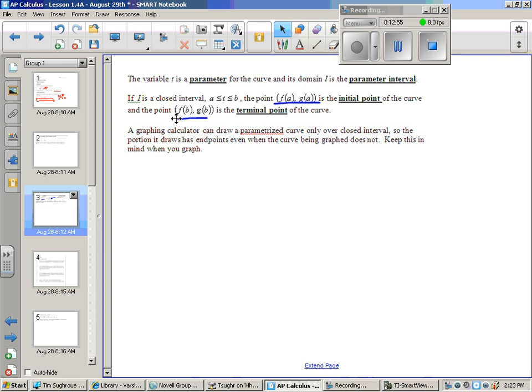But what is important is that a graphing calculator can draw a parametrized curve only over closed intervals. So the portion it draws always has to have endpoints, even when the curve being graphed really does not. Keep this in mind when we set up our graph. In other words, we always have to have a Tmax and a Tmin, even when sometimes we shouldn't have a Tmax or a Tmin. The graphing calculator requires us to put it in. So we need to make sure whatever we pick for a Tmax or a Tmin, it takes it off the viewable graph.